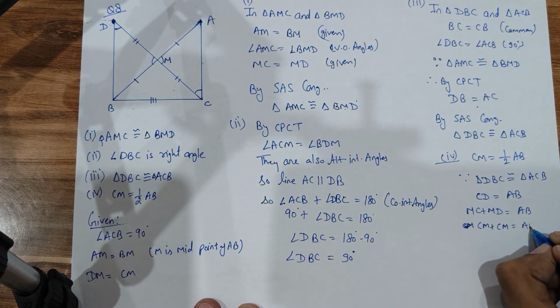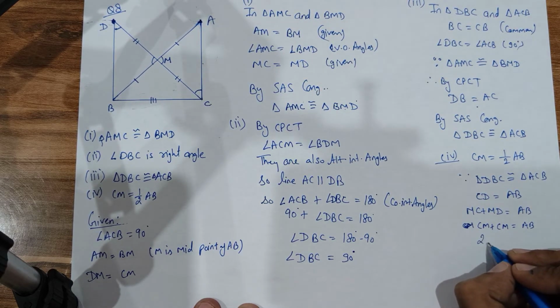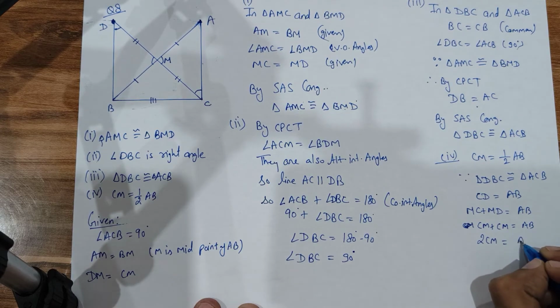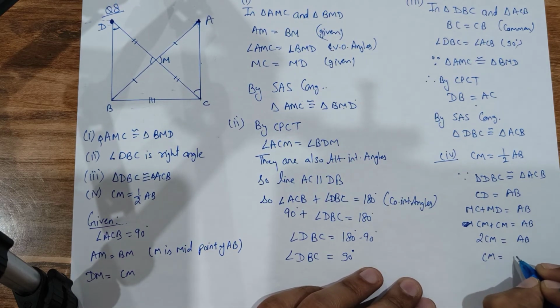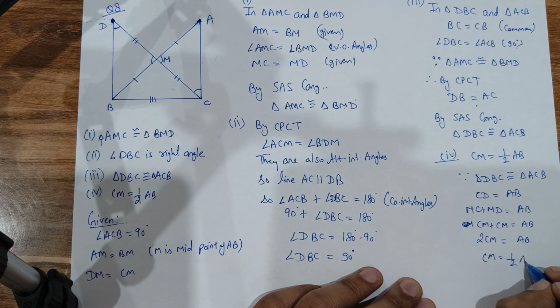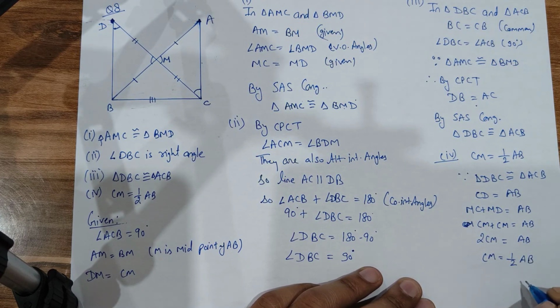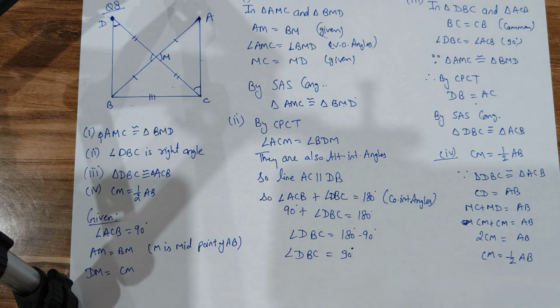So CM plus CM is AB. Now CM and CM will give you 2CM, so 2CM is AB. We'll transpose this to the other side. If we transpose this to the other side, this 2 will come in the denominator. So CM is half of AB. This is what we needed to prove in this question.